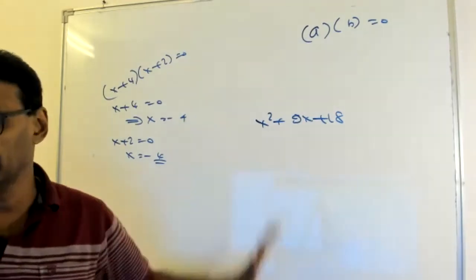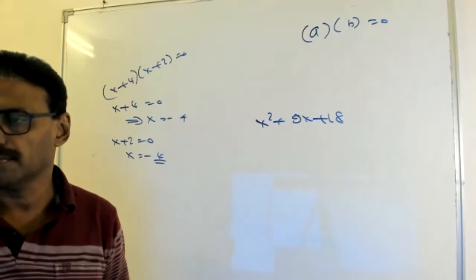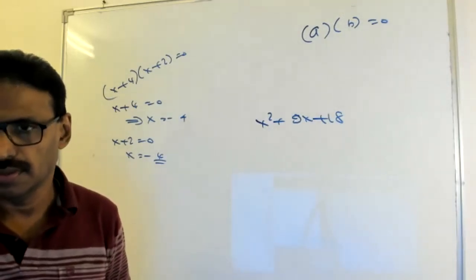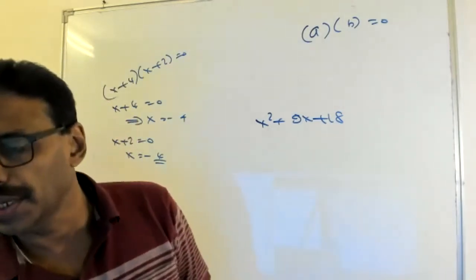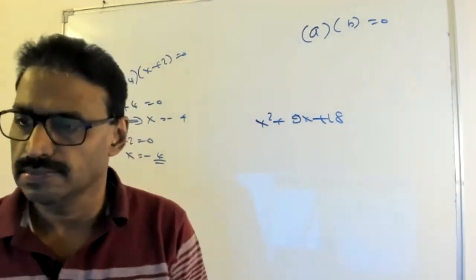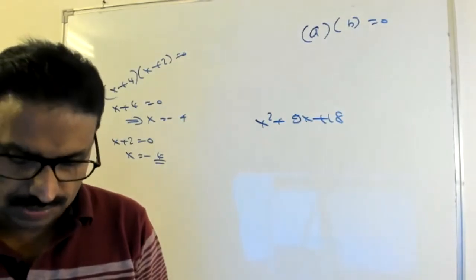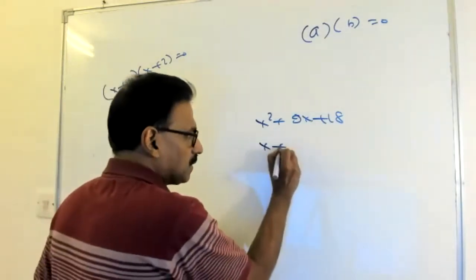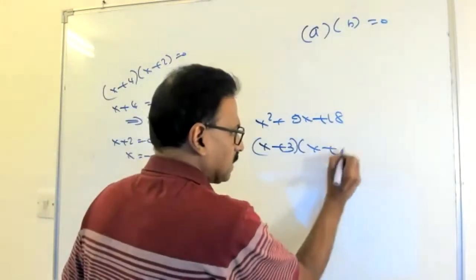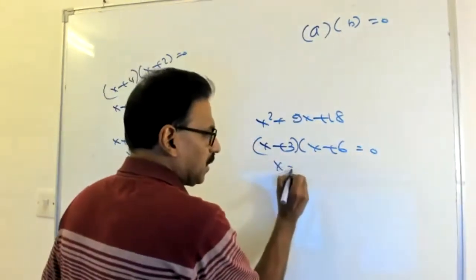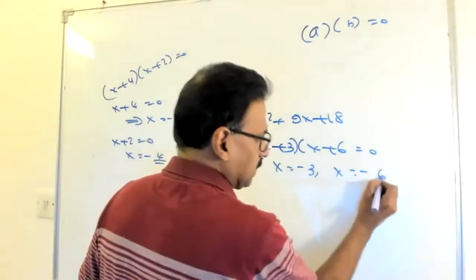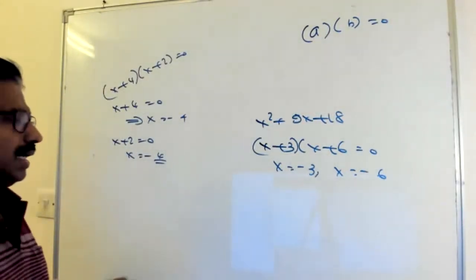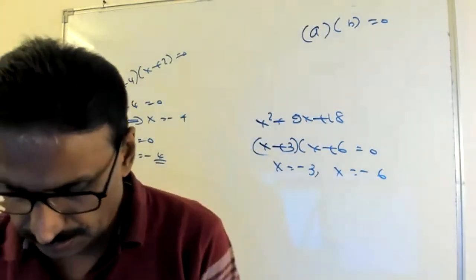Okay, I hope everyone finished. Vishant, you got? Hanshiga, you got it or not? Yes, sir. Okay, so look, you can write this one: x plus 3 into x plus 6 equal to 0. So x equal to minus 3 and x equal to minus 6. Okay, copy that. And another question.